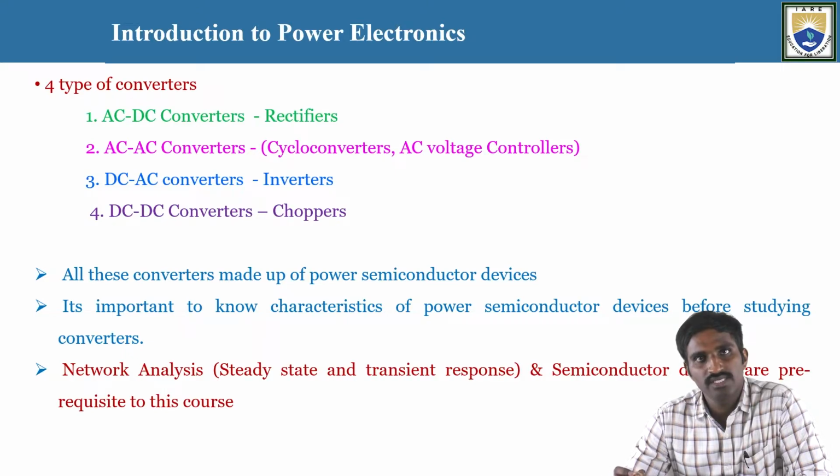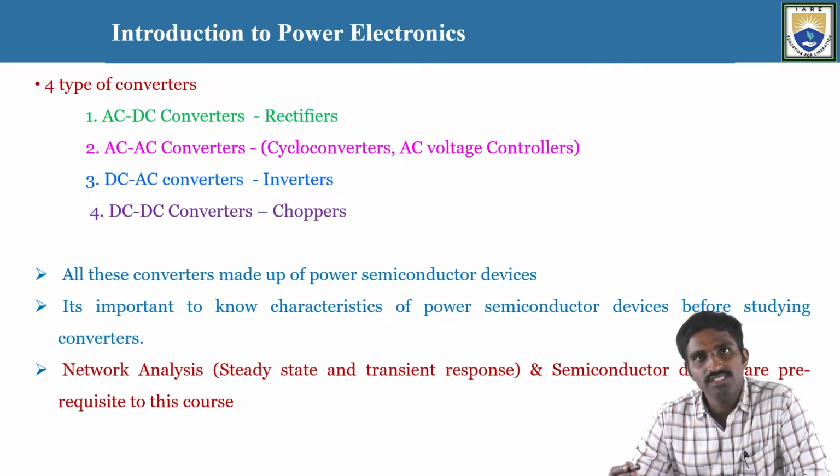The other one is the DC to AC converter, which means fixed DC to variable AC. This converter is known as the inverter. The final one is the DC to DC converter, which means fixed DC to variable DC. As we know, we can control the DC motor by changing the input DC supply. In those applications, we can use DC to DC converters, which are the choppers, also called DC regulators.